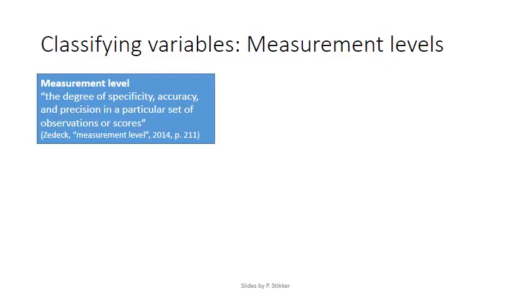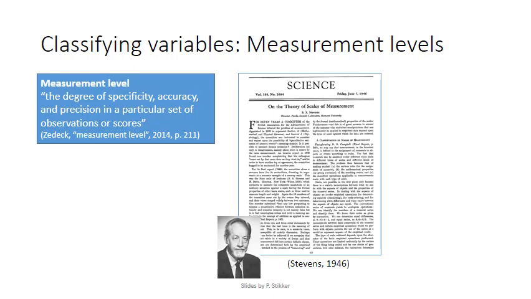The most commonly used method of doing this was actually created by Mr. Stevens in 1946, which he described in an article in Science titled On the Theory of Scales of Measurement. He classified variables into 4 different categories, which are known as nominal, ordinal, interval, and ratio. In this segment we will focus on the nominal, and in the future segments we will also discuss the other 3.